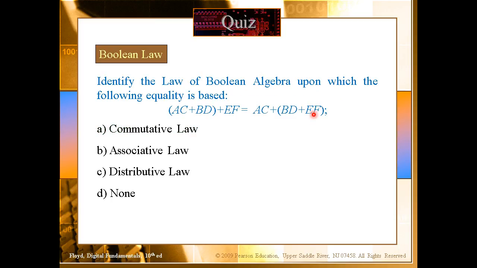How about this one? So the ordering is fine here. The problem is we actually changed the association, right? If you look at this one here, we added this AC and BD first and EF later. But in the second part, we added BD and EF and then added the AC in a separate step, right? So that means this is the associative law, okay?